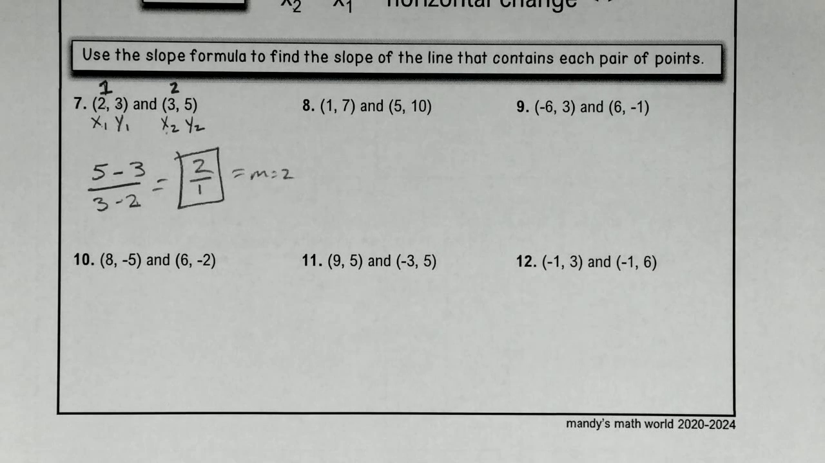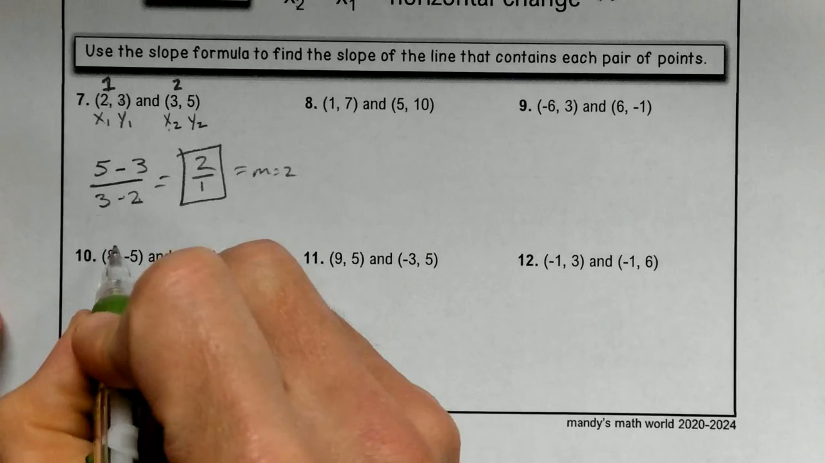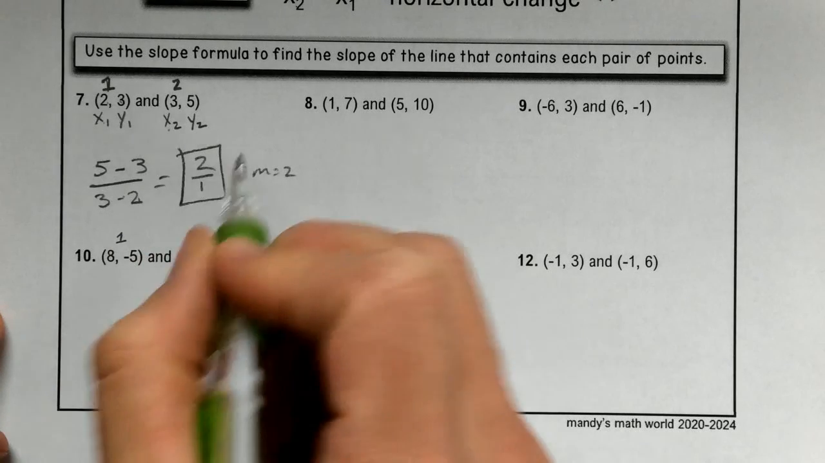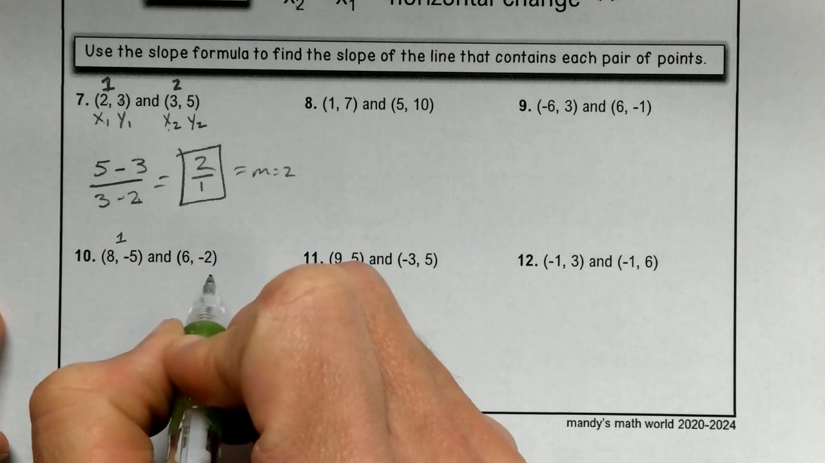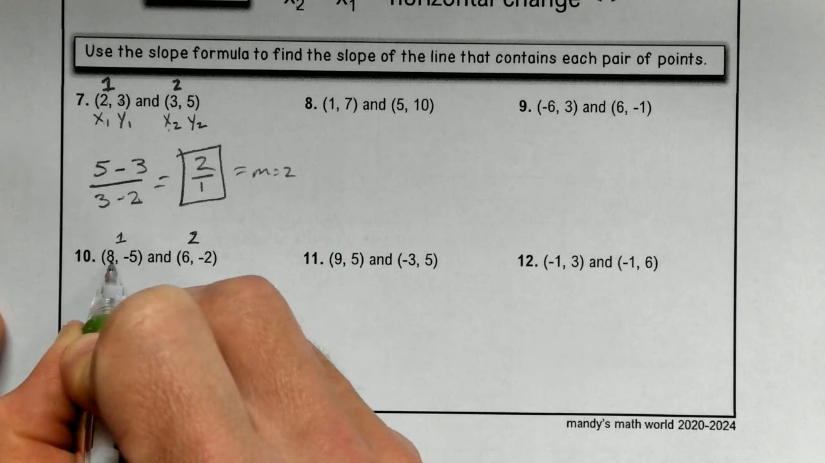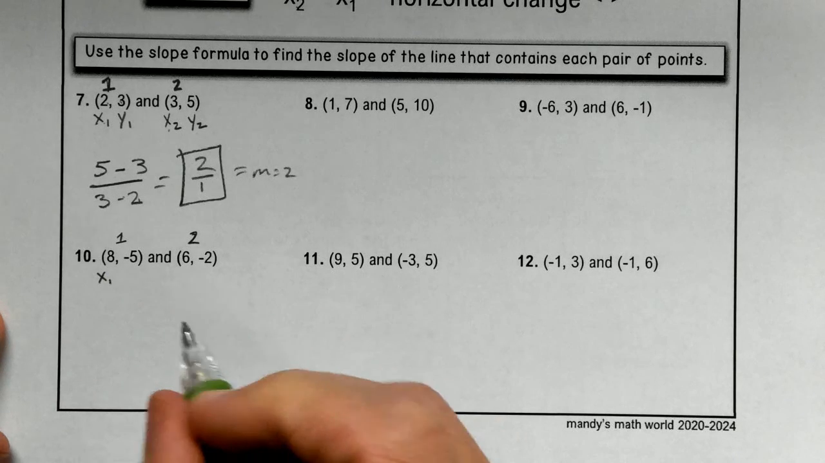Alright, Mia, which one do you want to be 0.1? Wait, what question are we working on? Number 10. Alright. Okay, so x1 would be the first. Okay, so you want this to be 0.1? Again, it doesn't matter. You could have made the 6 negative 2.1. I don't care. Okay, so 0.1, that means that this is 0.2. Okay, so perfect. So 8 is x1. What about negative 5? What is that? That's y1. All right, perfect.